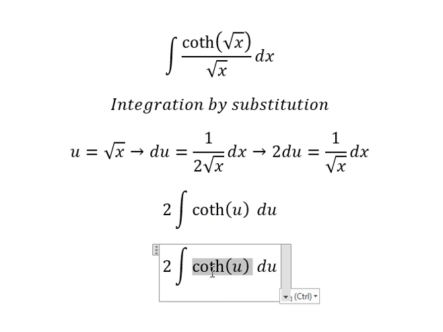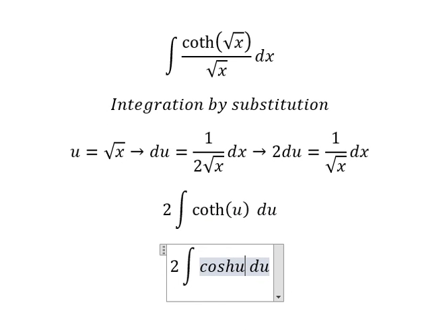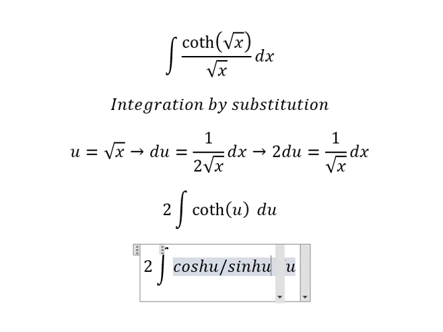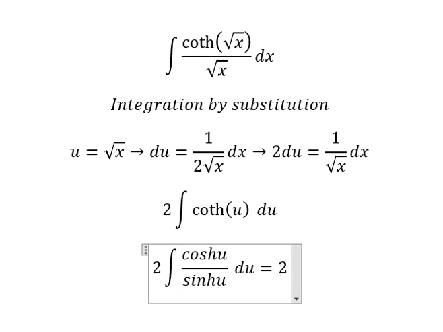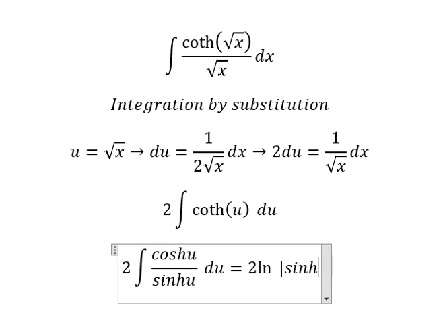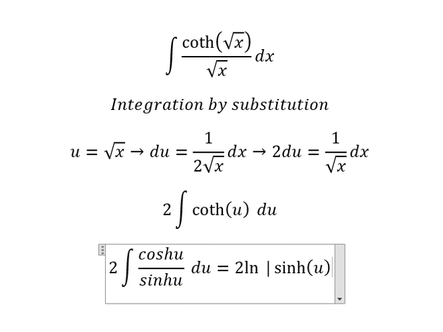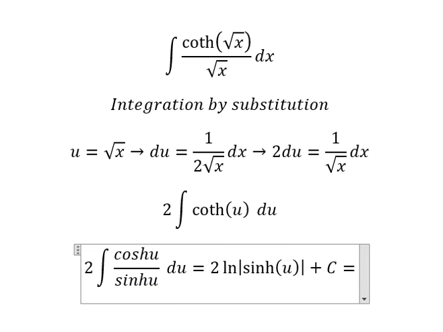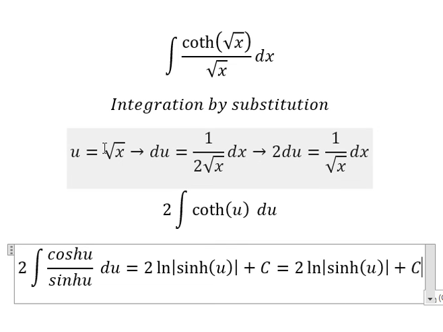And this one is cos u over sin u. So we have the final answer in here, where u is this one.